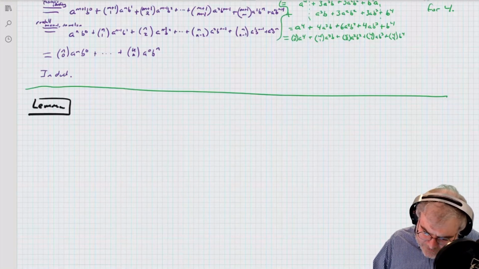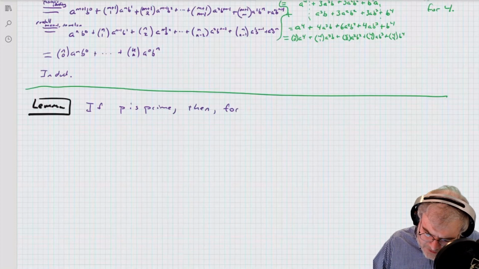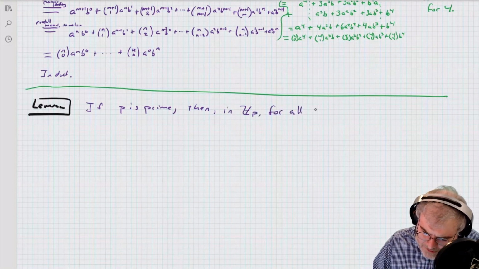We'll use this later. If p is prime, then in Z_p, for all k not equal to 0, p choose k equals 0.